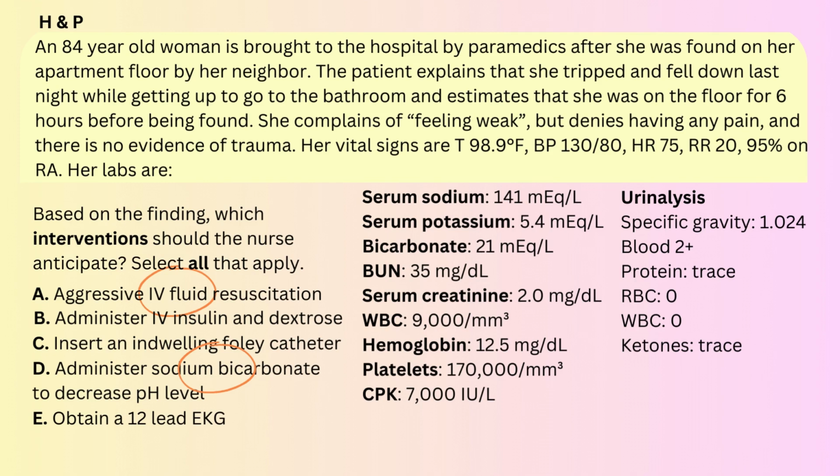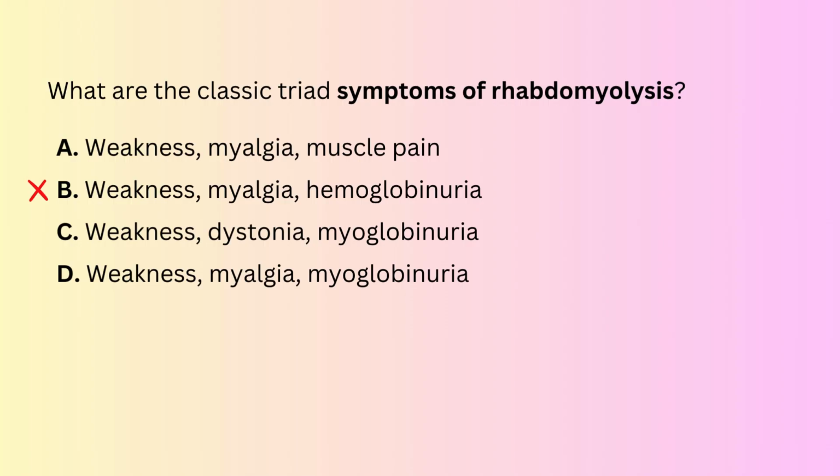So answer choices A, B, E are correct. Even though strict I and O should be monitored, routine insertion of an indwelling catheter is not required. D is also incorrect, because sodium bicarbonate increases pH level, not decrease it. Okay, moving on to question number 3.